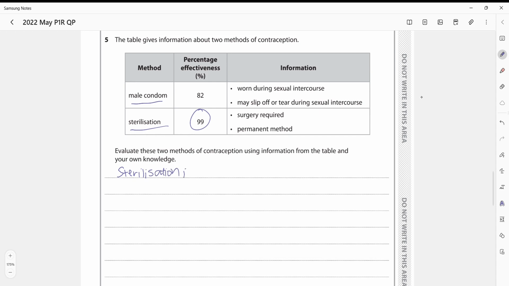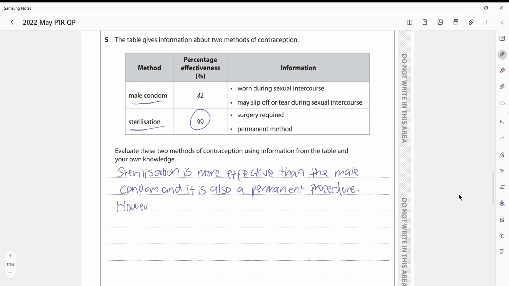So we can say sterilization is more effective than the male condom. It is also a permanent procedure.